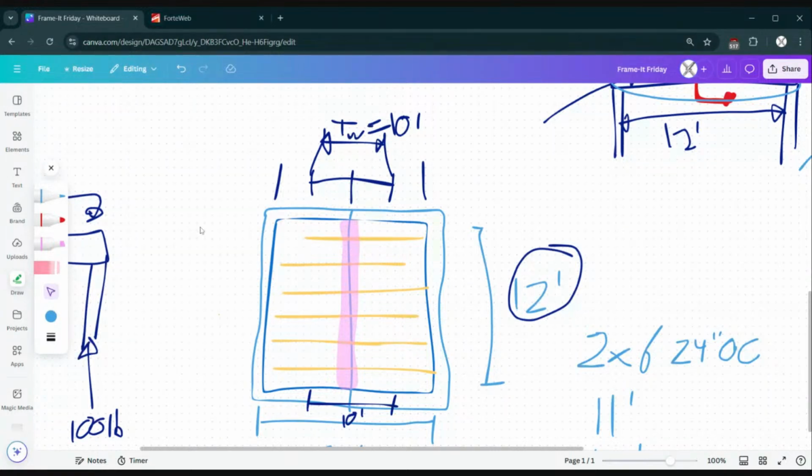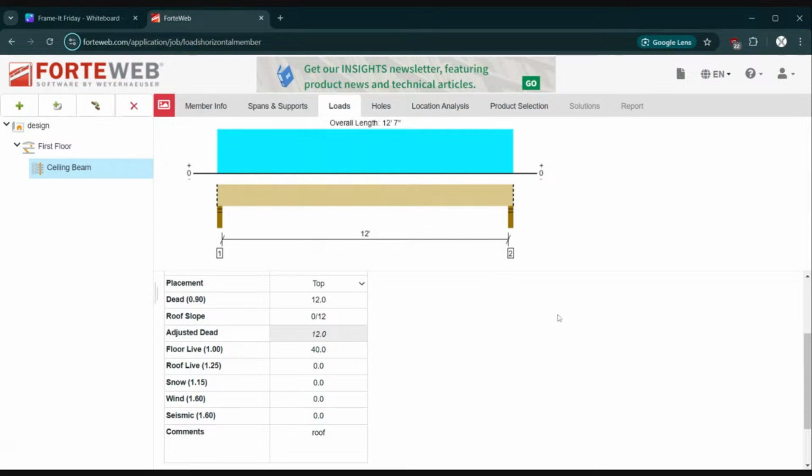What does dead and live mean? Dead load means the weight of the structure itself is adding weight, and live load means equipment or people walking onto the roof is going to cause a loading scenario. And that kind of comes and goes. So there are factors associated with that.